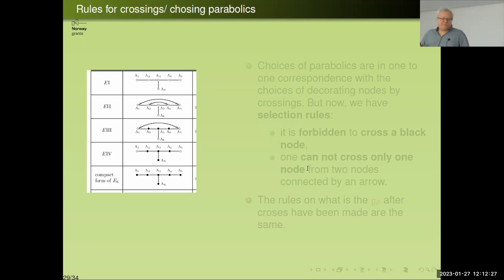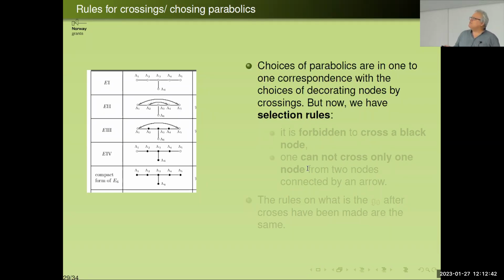So now, how do we choose parabolics? Take Satake diagrams and decorate them with crosses. But now, of course, you have some selection rules. You cannot do it blindly. The choice of parabolics in one of the real forms is just to put crosses on the Satake diagrams as before, but now we have selection rules. It is forbidden to cross black nodes. So if you have a Satake diagram, you cannot cross the black ones.